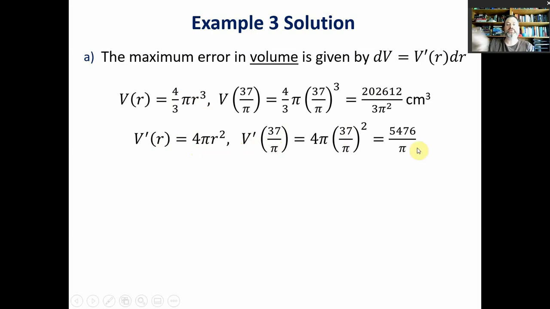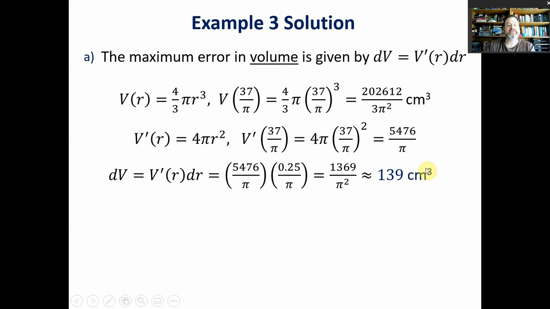And I just crunch all the numbers all the way across. And I get 54/76 over pi. So I know the volume of the sphere, and I know the rate of change of the volume of the sphere relative to the change in radius. Right, that's the V prime of r.